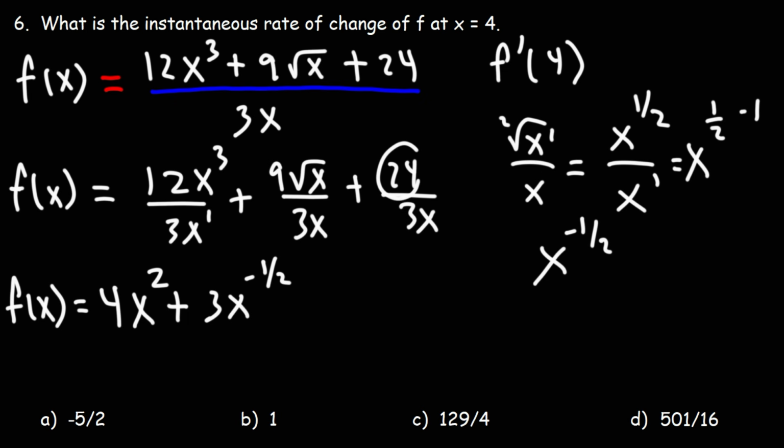Here we have 24 divided by 3, so that's 8 over x. Now, 8 over x, before we differentiate that, we want to put it in the proper form. So I'm going to move the x to the top, and it's going to change sign. Instead of being x to the first power, it will be x to the negative 1. So this is the same as 8x to the negative 1.